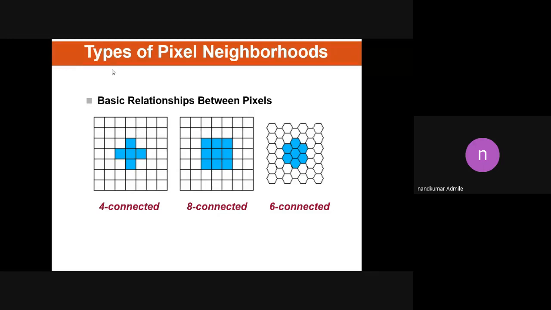Okay. So next, what are the types of pixel neighborhoods? Now, it is a neighbor. आपण neighbor म्हणजे काय? आपण शेजारी म्हणतो. The pixels are located adjacent to each other. Suppose we consider one pixel, right? At the sides of this pixel, we have a number of pixels.